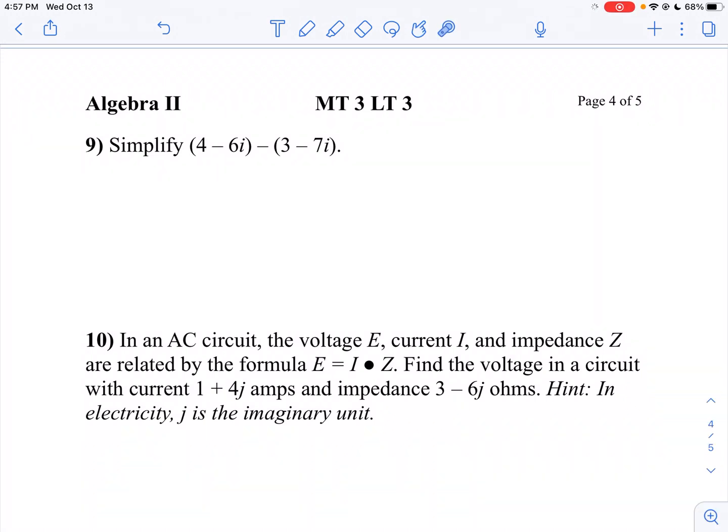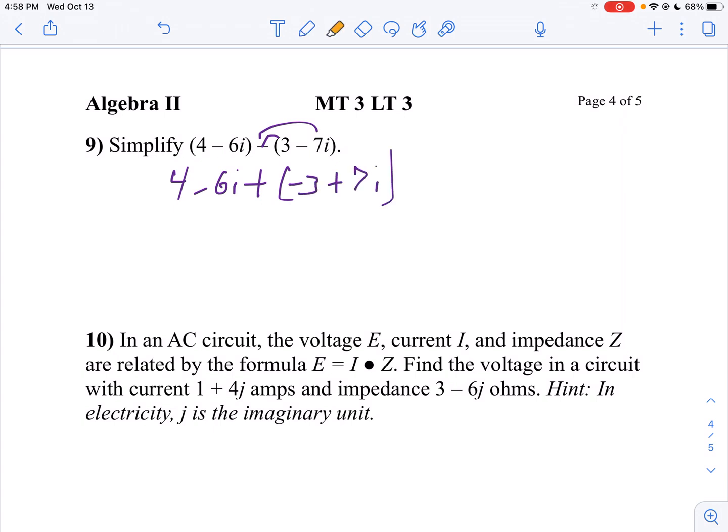When we add or subtract imaginary numbers, it's just like adding and subtracting polynomials. First thing I notice is I'm subtracting here, so I'm going to rewrite that second parenthesis. So I'm going to say 4 minus 6i. I'm going to distribute my negative sign inside, so I'll say plus negative 3 plus 7i.